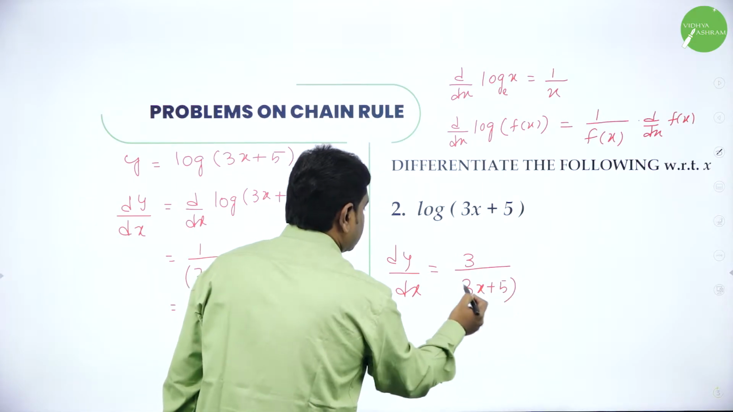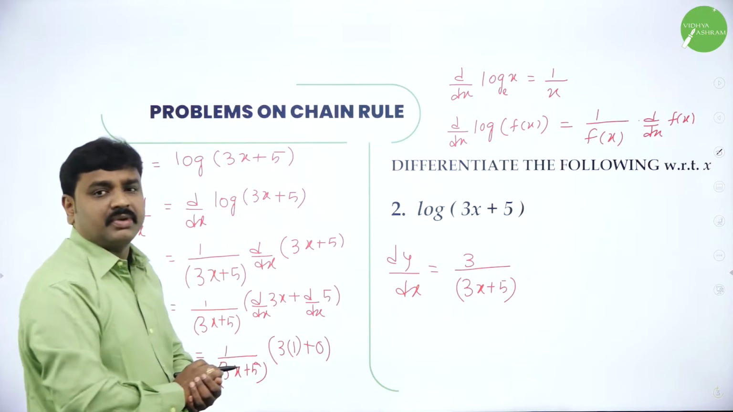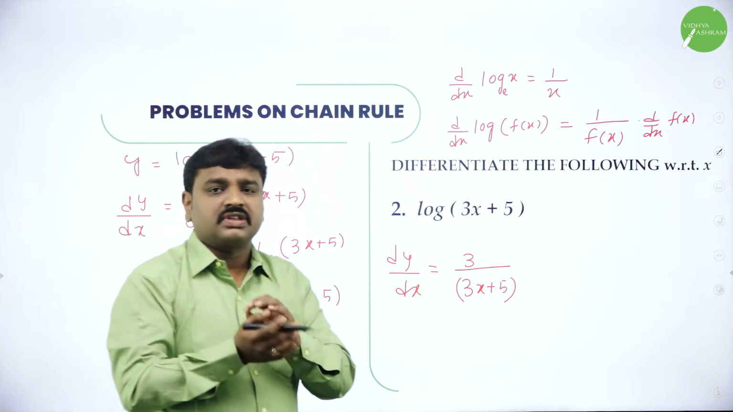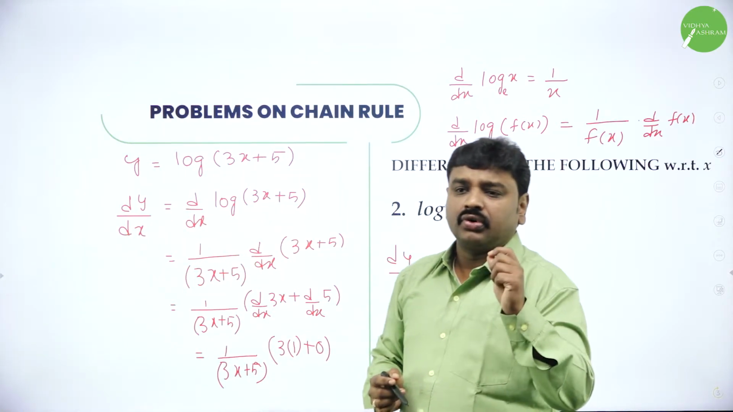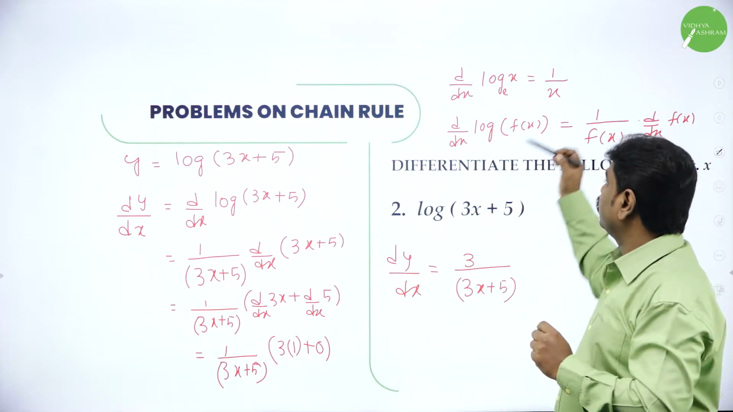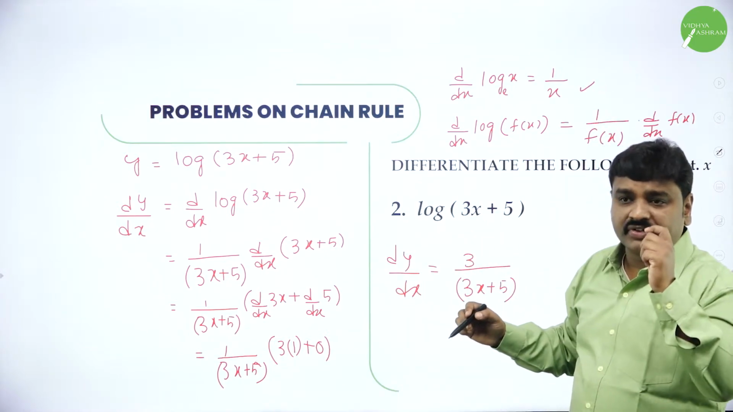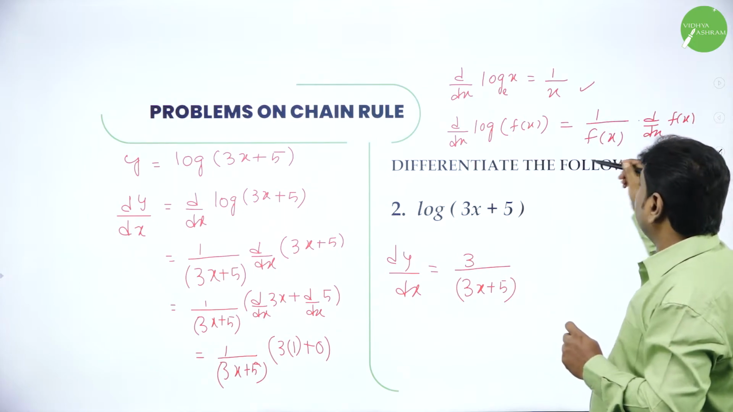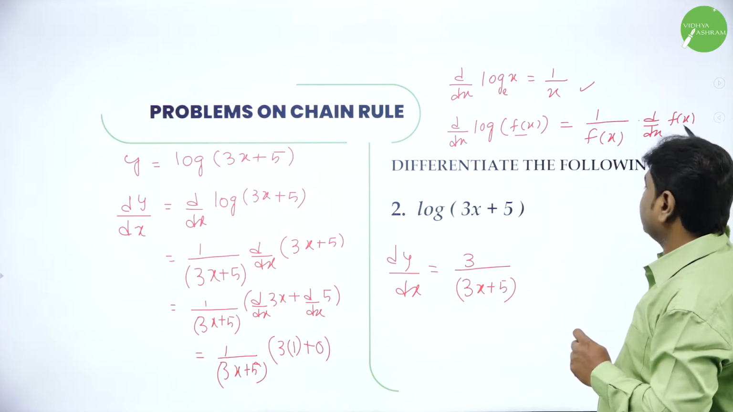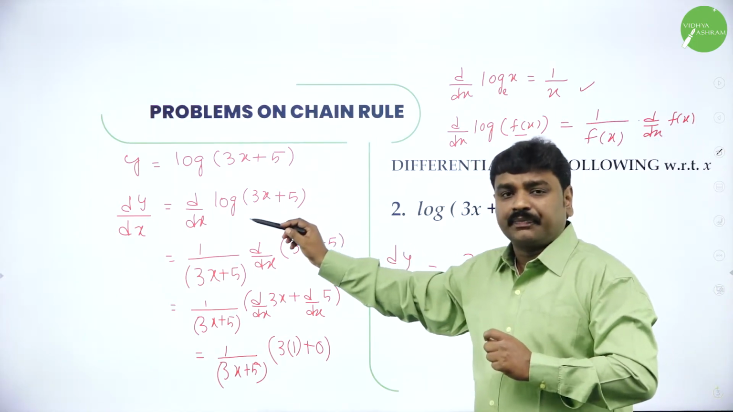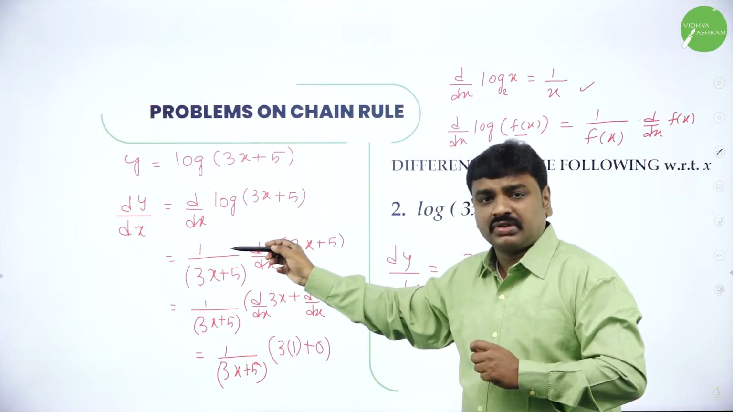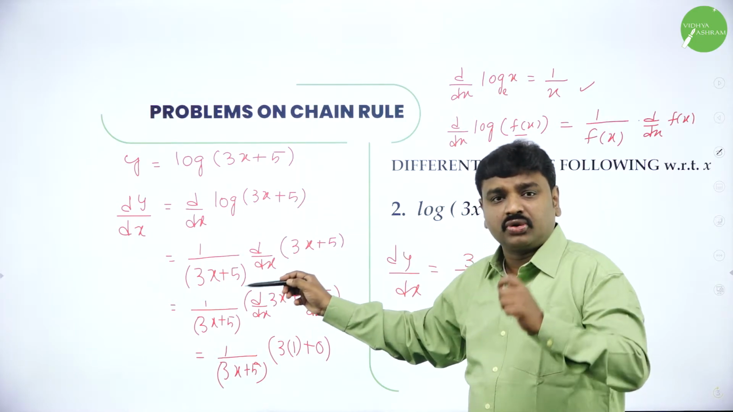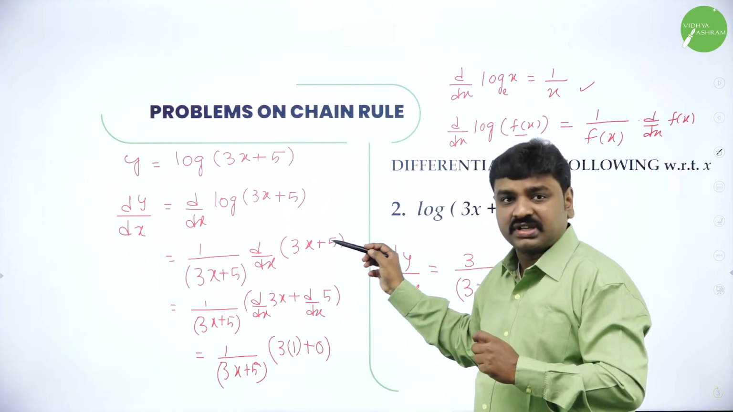3 by 3x plus 5 is the value of what? dy by dx. So it was in the form log f of x. All of you know the derivative of log x is 1 by x. The derivative of log f of x is 1 by f of x into d by dx of the internal function, that is f of x. Similarly here, log of 3x plus 5 means 1 by 3x plus 5 into d by dx of the internal function, that is 3x plus 5.